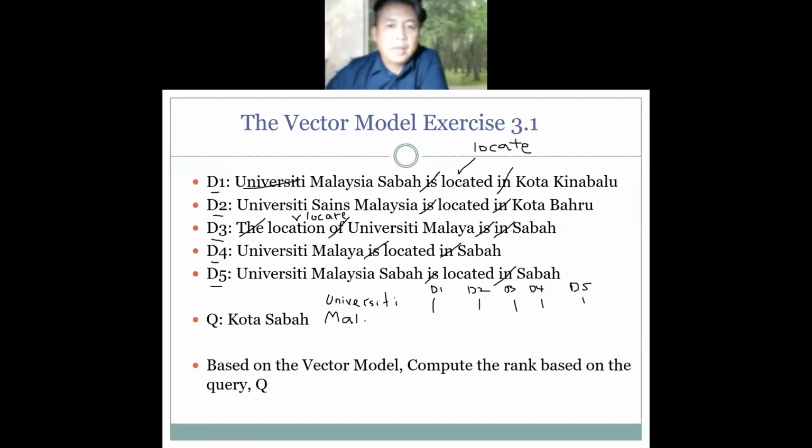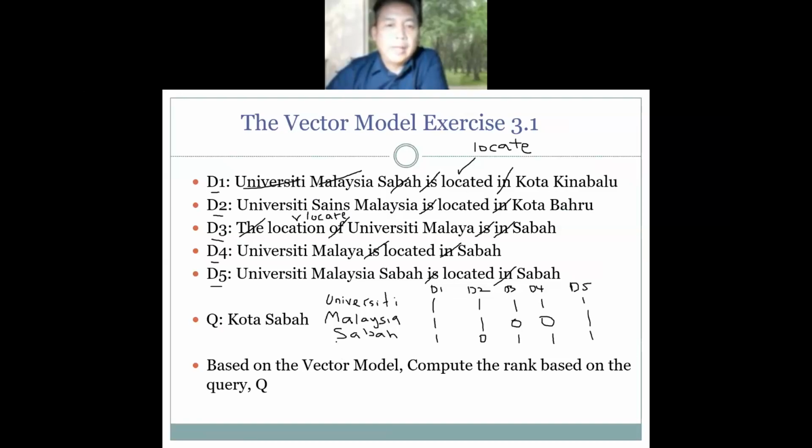So the next one is Malaysia. So Malaysia exists 1 time here, and then here, this is none, none, and here. Okay, so we have done that one. Okay, then we have Sabah again. So Sabah exists in document 1, 0 in second document, 1 in document 3, 1 in document 4, and 1 in document 5.